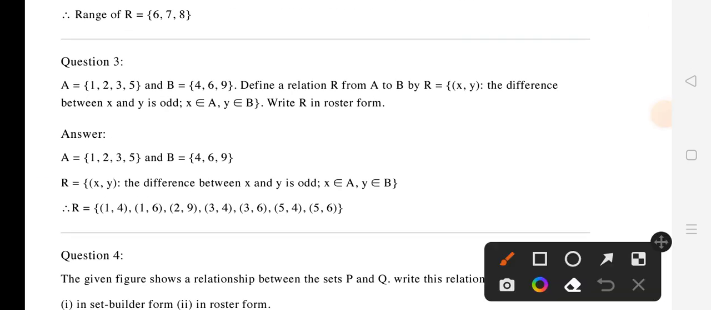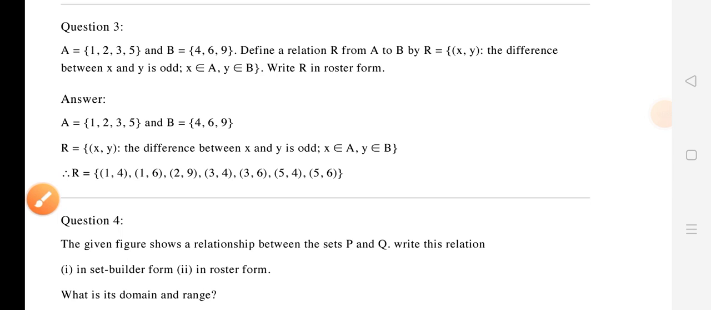Now let us discuss question number 3. Set A has elements 1, 2, 3, 5, and a different set B has elements 4, 6, 9. Define a relation R from A to B such that for the ordered pair (x, y), the difference between x and y is odd, where x belongs to A and y belongs to B. Write R in roster form.